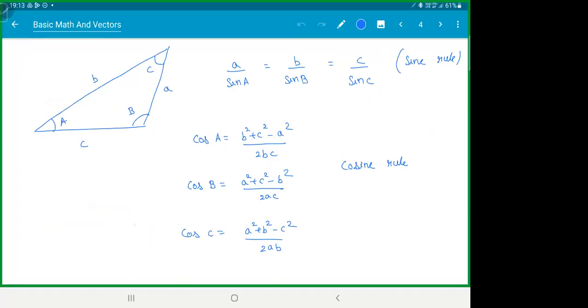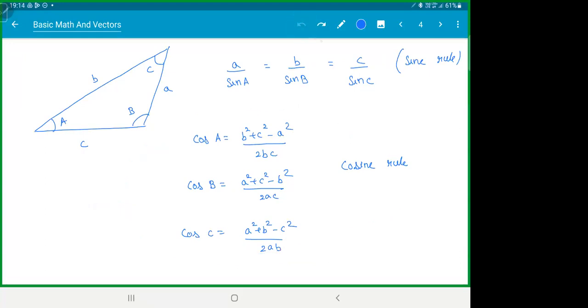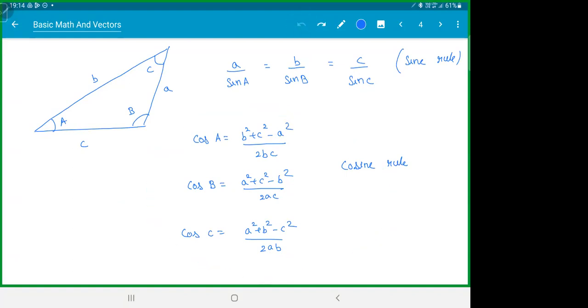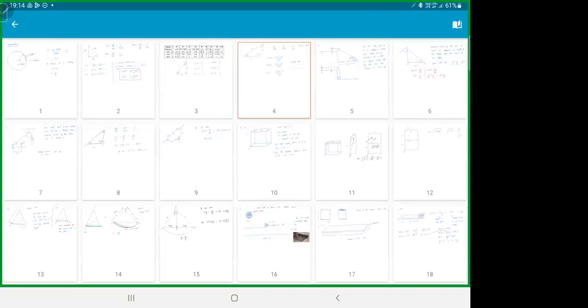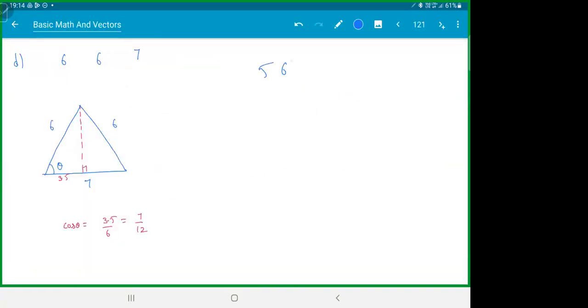Remember this cosine rule? Luckily here it is an isosceles triangle, so it is fine. If it's not an isosceles triangle, a scalene triangle, you have to use cosine rule. Keep this in mind. Luckily I gave you good numbers here. 6, 6, 7 is still a good number. Imagine if I had given you 5, 6, 7, what will you do? You can't drop a perpendicular. Then you have to use cosine rule.